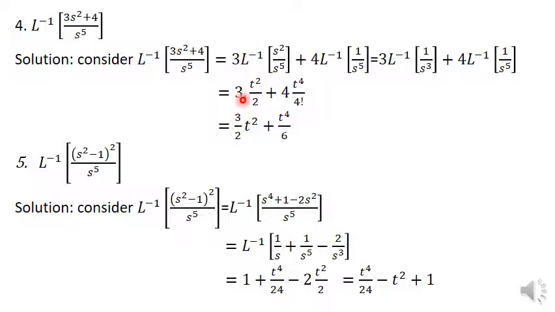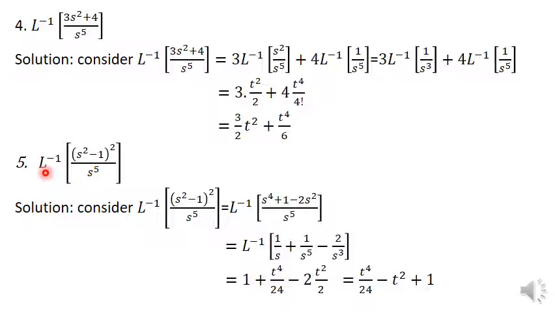That is equal to 3 times the inverse Laplace transform of 1 over s cube, which is t square divided by 2. We have the formula, that is L inverse of 1 over s raised to the power of n plus 1 is equal to t raised to the power of n divided by n factorial. By using that formula we can write like this, plus 4 times again the same thing, 1 over s raised to the power of 5, that is t power 4 by 4 factorial. On simplification we get 3 by 2 into t square plus 4 t raised to the power of 4 by 24, actually 4 factorial. On simplification we get t power 4 by 6.